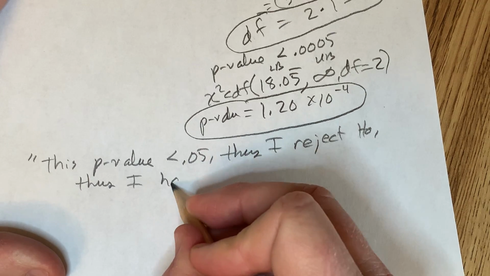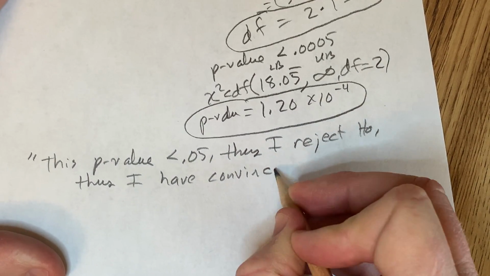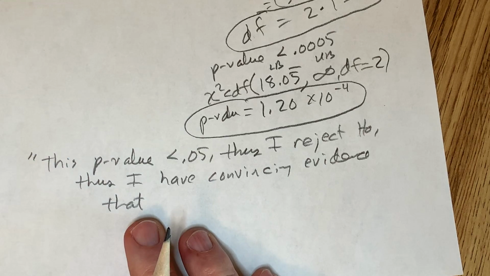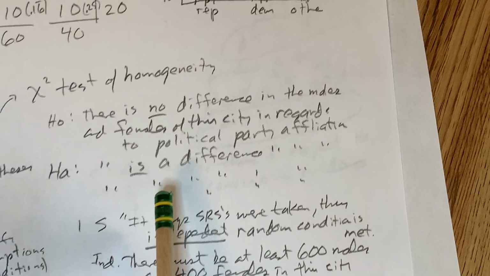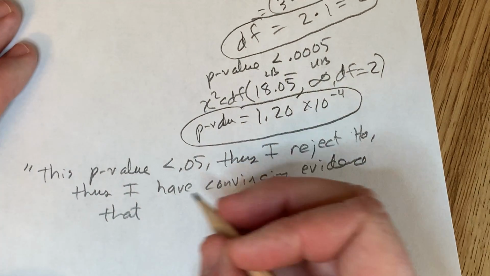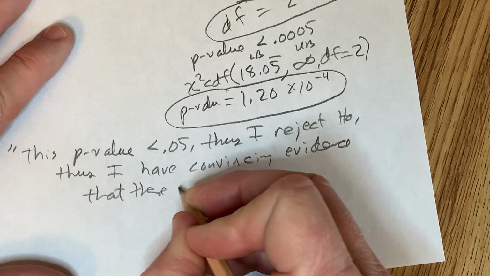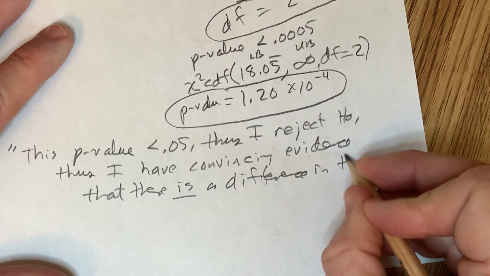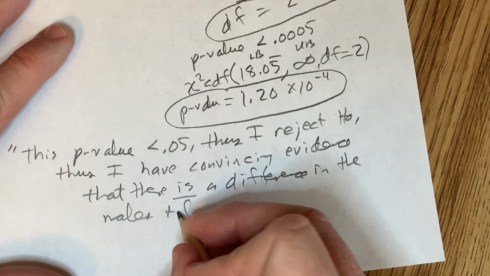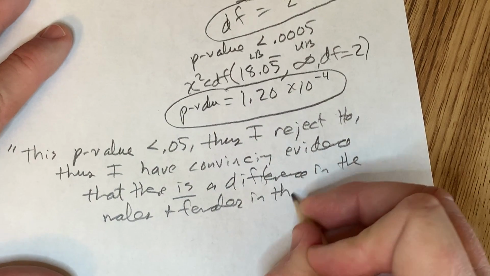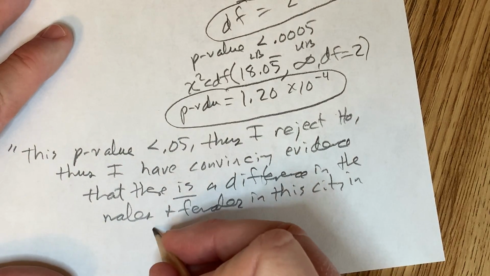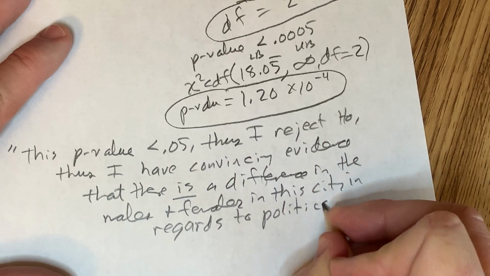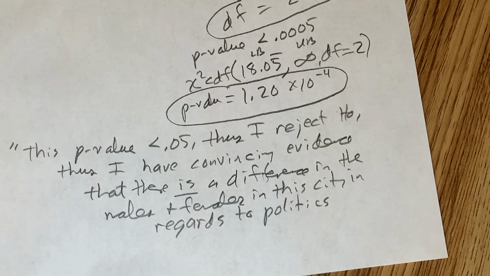Thus I have convincing evidence that, and then you restate the alternative. I have convincing evidence that there is a difference in the males and females in this city, that in regards to political party affiliation, there is a difference in the males and females in this city in regards to their political party affiliation. Of course, write that out neatly. So, okay, that is how you do it.